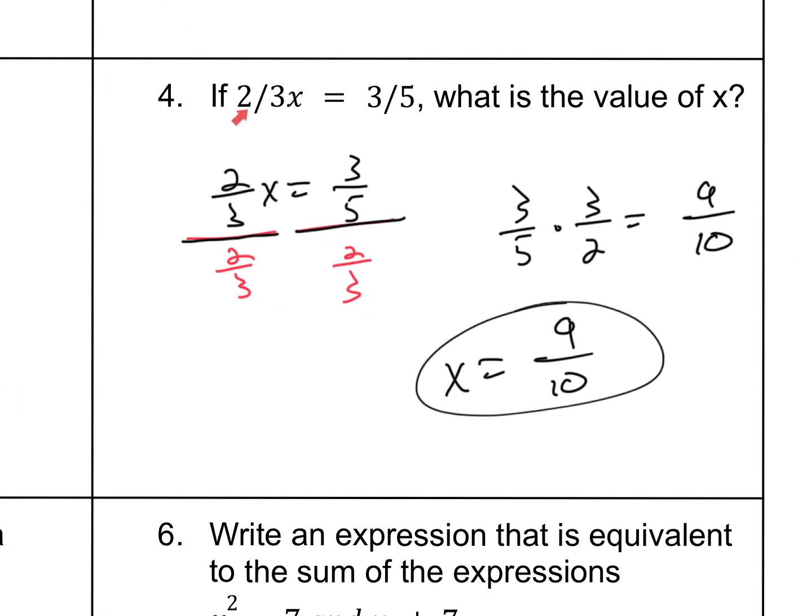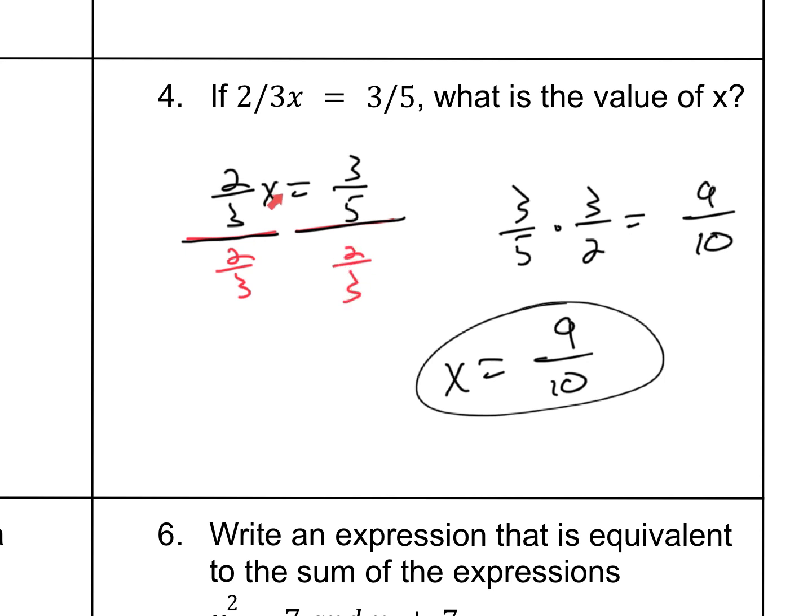If 2/3 x equals 3/5, what is the value of x? So here I've written it where you can see it a little better: 2/3 x equals 3/5. Now there are different ways to solve this equation. We could get rid of the denominators 3 and 5 by making a common denominator of 15. Or if x is being multiplied by 2/3, the inverse is to divide by 2/3. So you're dividing both sides of the equation by the fraction 2/3.